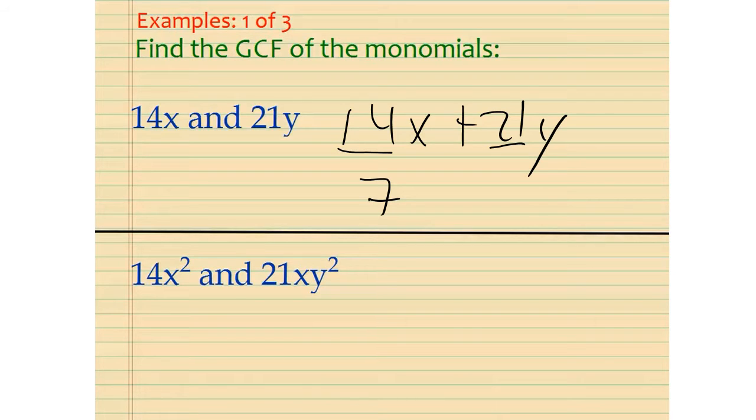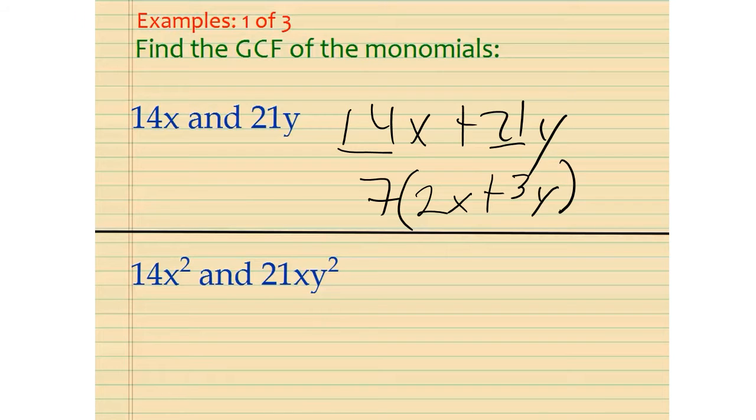So to undistribute, I am going to start by writing the 7, and I'm going to divide 14x by 7. 14x divided by 7 is 2x. 21y divided by 7 is positive 3y. And there I have just factored out the greatest common factor, which is 7, from 14x and 21y. Watch it again if you want to.